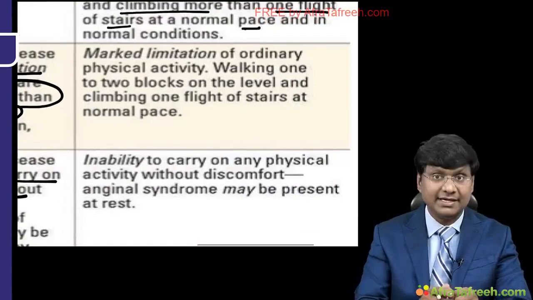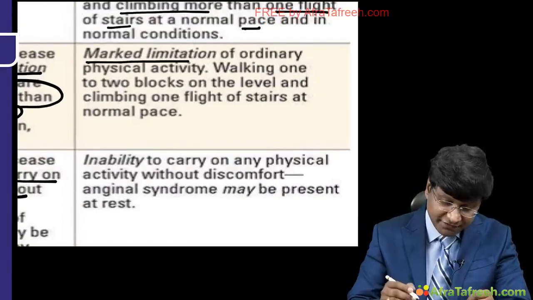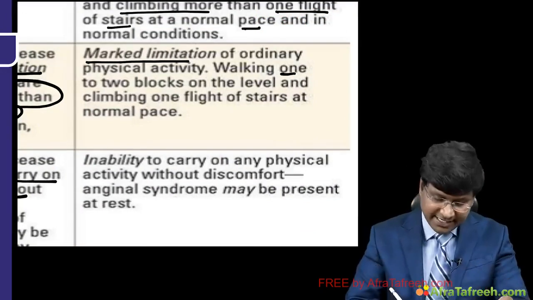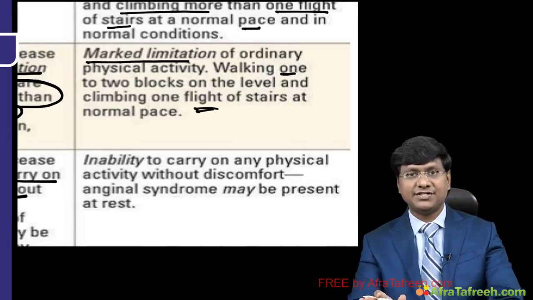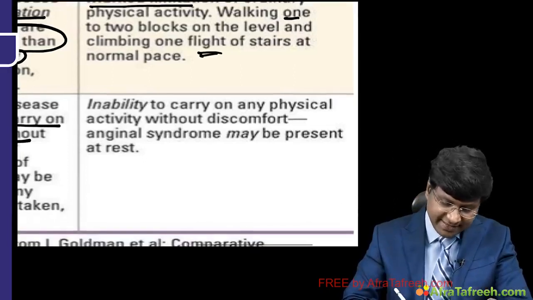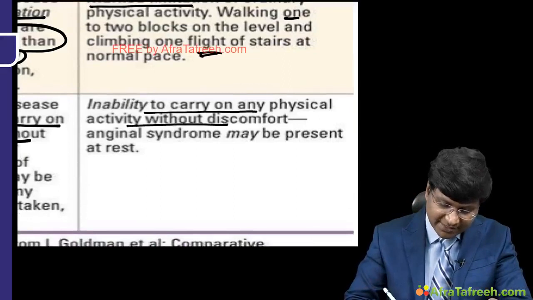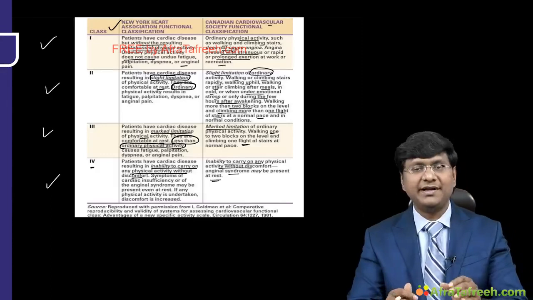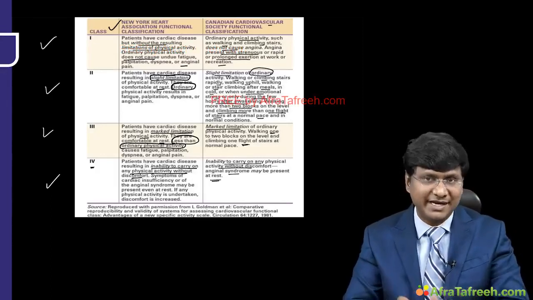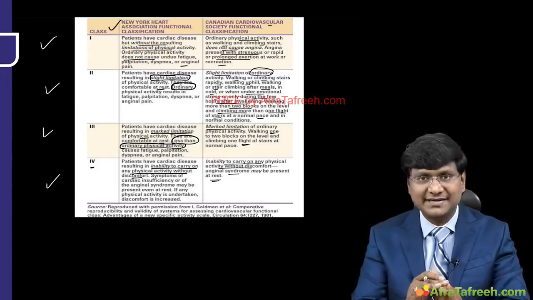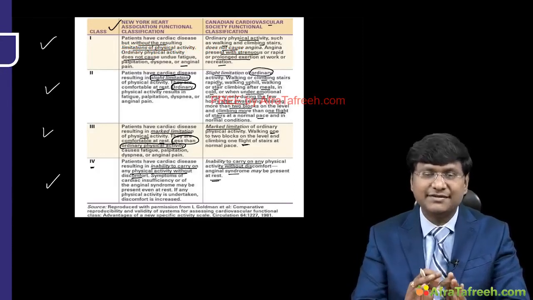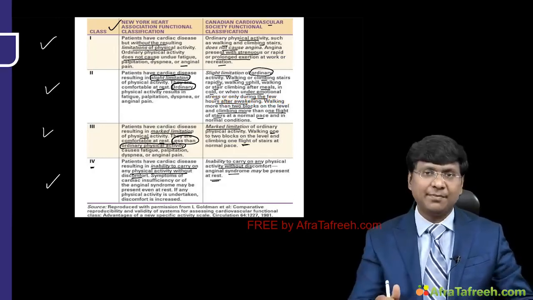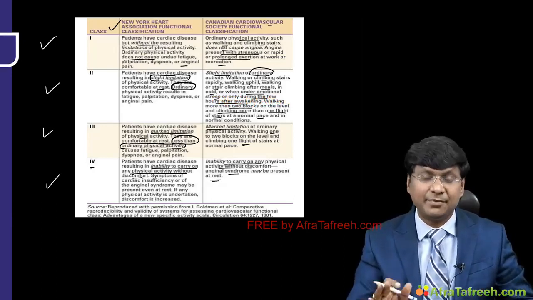Whereas you take class 3, where there is marked limitation of the physical activity, walking 1 or 2 blocks on the level, even that can also cause the development of angina. Okay, whereas class 4 is inability to carry out any physical activity without discomfort, anginal syndrome may be present even at rest. So what is the difference between your Canadian classification and NYHA classification now? NYHA classification tells you about dyspnea, palpitations, angina, fatigue. But Canadian classification tells you only about the angina, depending upon the physical activity, right?